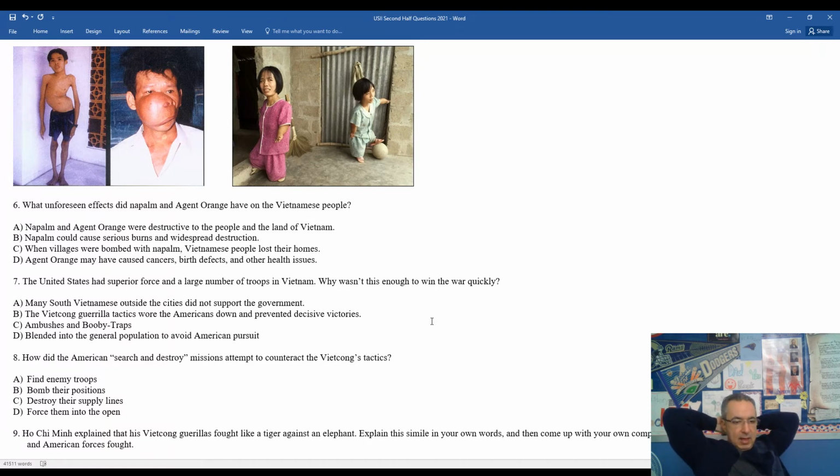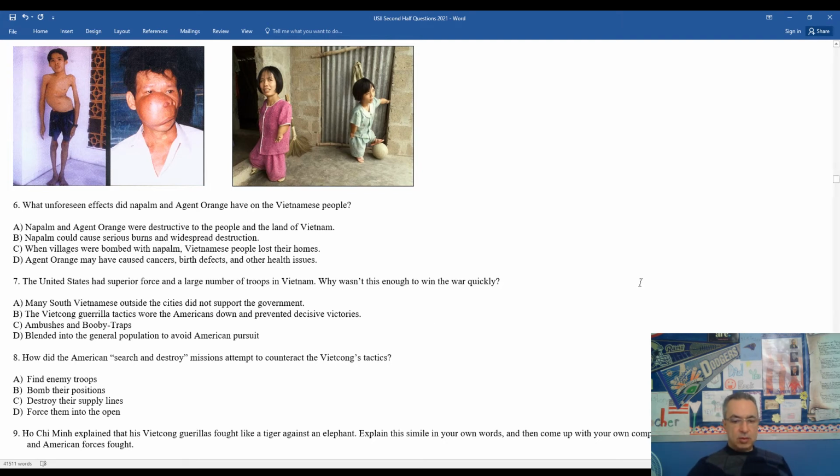Then there were also the ambushes and booby traps that the North Vietnamese had. They also had an elaborate tunnel system underneath the ground which allowed them to hide. And by blending into the general population, they avoided American pursuit.